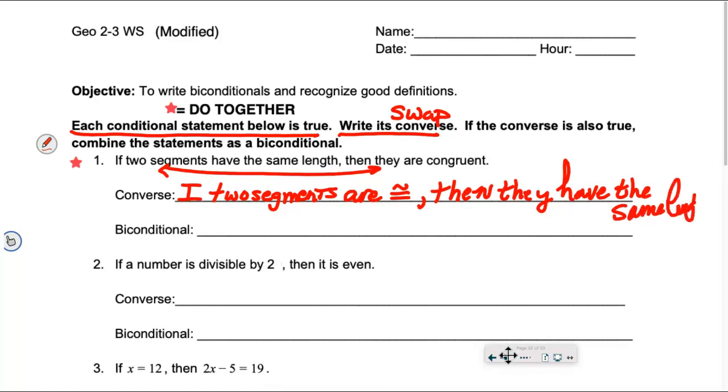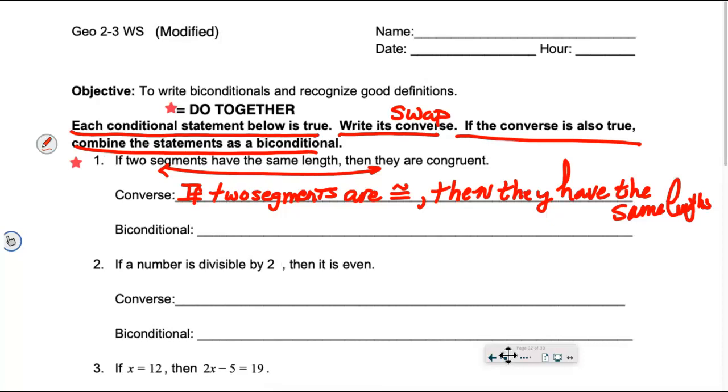Alright, so the original was given to me, said it was true, right? I wrote the converse. I have to decide if I think it's true. So, oops, I forgot the F on my thing. If two segments are congruent, then they have the same length. Totally true. So now it says, if the converse is also true, combine them as a biconditional.